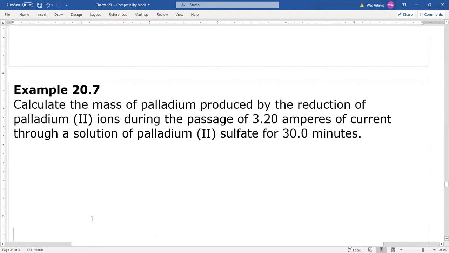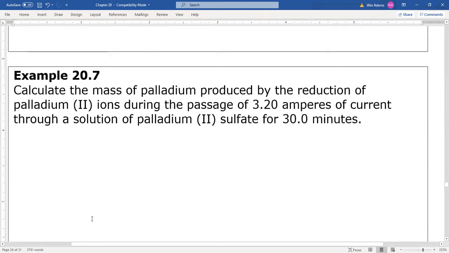Let's calculate the mass of palladium. So here's a calculation, and we're going to work through this. We've got the mass of palladium produced by the reduction of palladium 2+ ions. And so that's a 2 equivalent reduction to palladium metal. We've got 3.20 amps of current for about 30 minutes. So let's work on that.